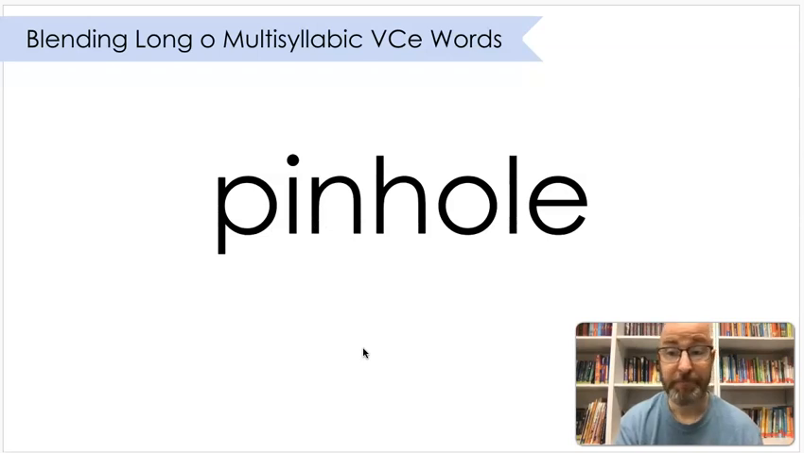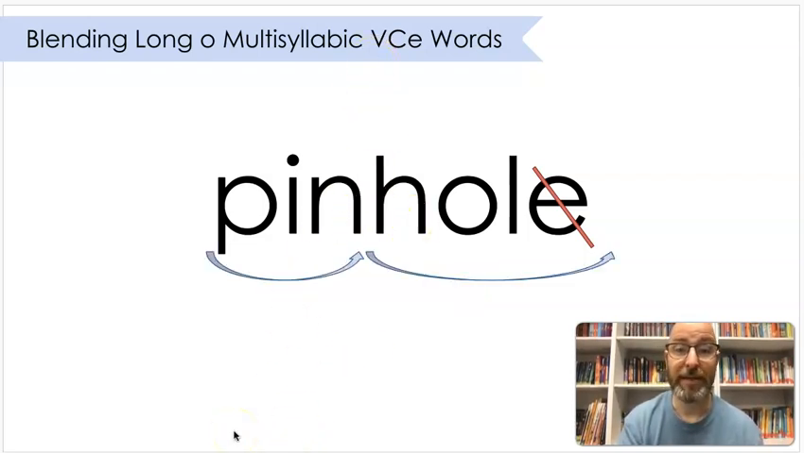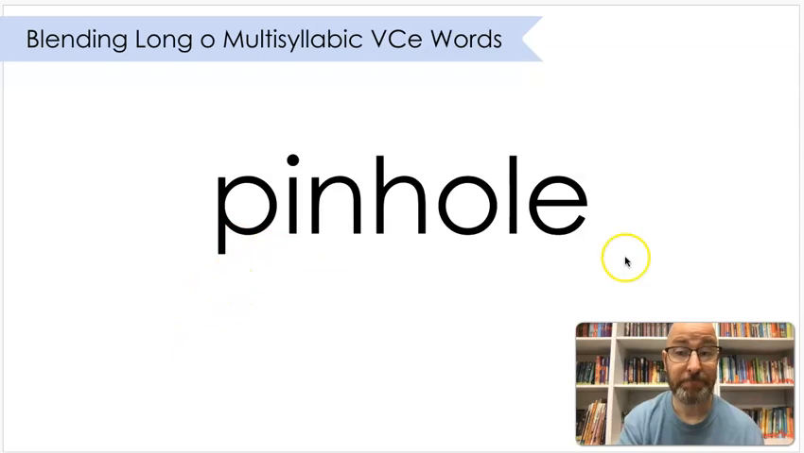Let's try another one. Again, look at the end. What are we looking for? Our VCE pattern, and we do have it. After we find that, we're going to look for the vowels. And we do have 2 vowels here. Again, there's 2 consonants. We're going to split between that. So let's try it out. Read it with me. Pin. Hole. And if I put that together, what's our word? Pinhole. A pinhole is a tiny little hole. Looks like it was made with a pin or a needle.